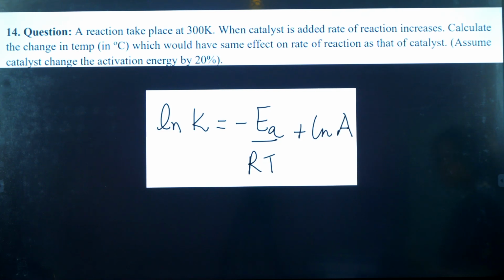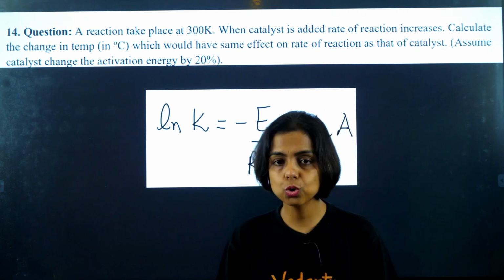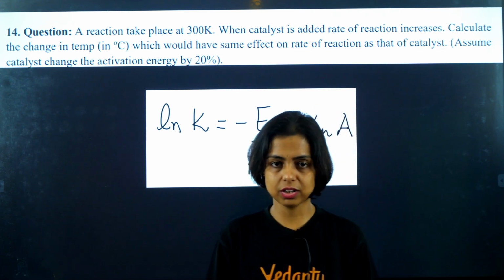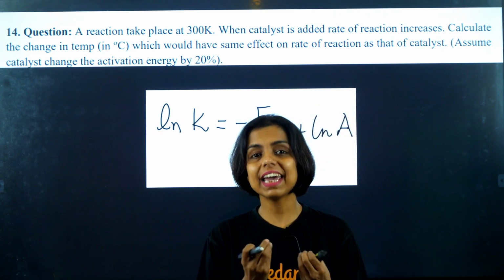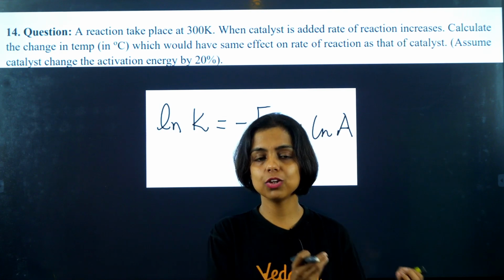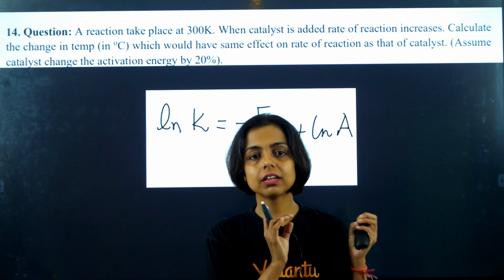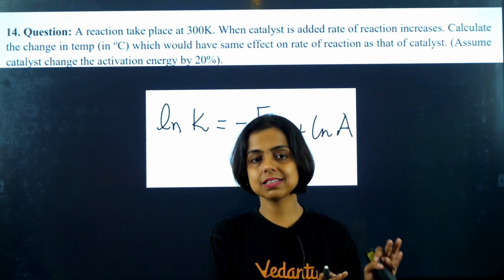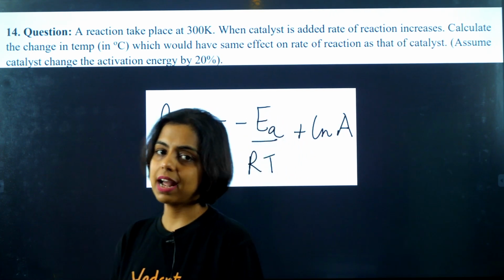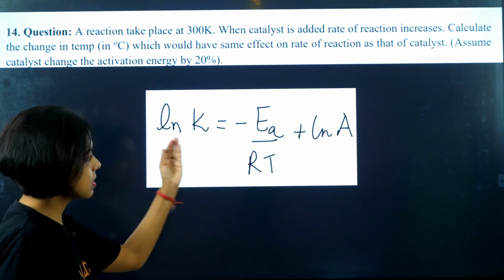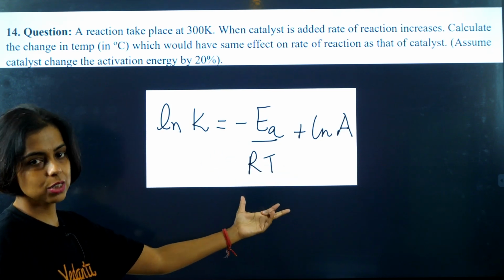Calculate the change in temperature in degrees Celsius, which would have the same effect on rate of reaction as that of the catalyst. Assuming the catalyst changes the activation energy by 20%, you are supposed to tell at what temperature the K value will be the same as the K value when catalyst was added. So this is the Arrhenius equation.